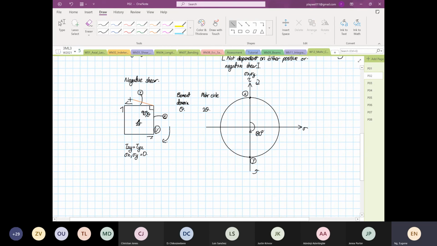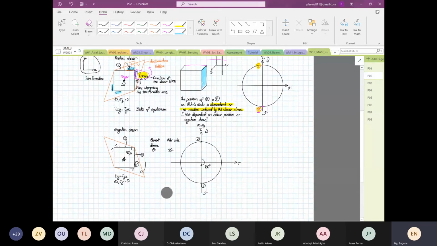This thing will deform this way. So this is how your element will deform. So you can see that the deformation pattern is opposite.